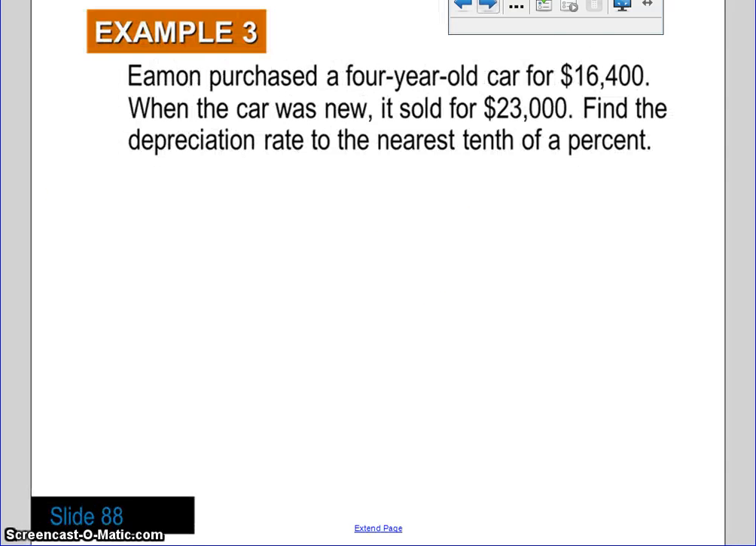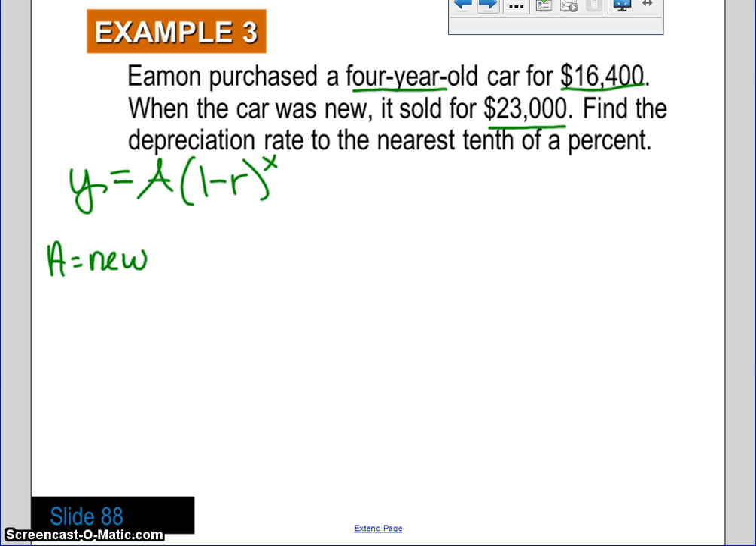Okay, moving on to example 3, it says Eamon purchased a 4-year-old car for $16,400, and when it was new, it was sold at $23,000. So we've got to go back and remember the formula that we looked at in the beginning, and it was y equals a times 1 minus r to the x power. Let's break down what each of these are. a is my new car value. My r is my rate as a decimal.